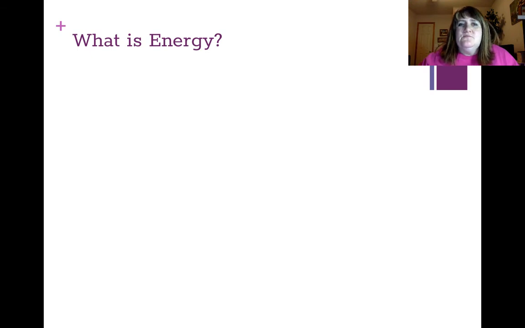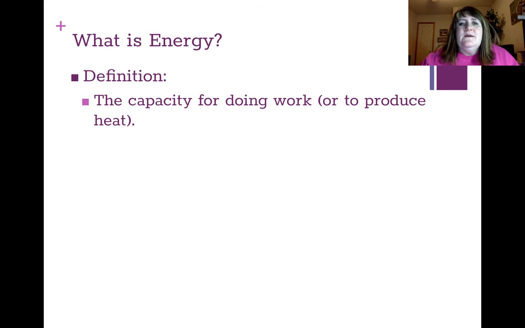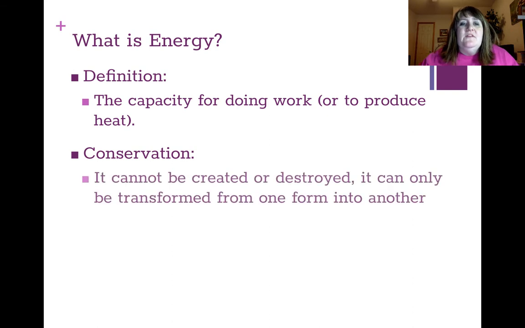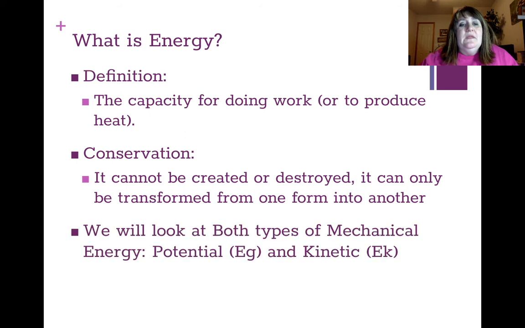So let's redefine what energy is. Energy is the capacity for doing work or producing heat. Remember that we have the law of conservation of energy. It says that energy cannot be created or destroyed. It can only be transformed from one form into another. Today, we're going to look at both types of mechanical energy, potential, EG, and kinetic, EK.